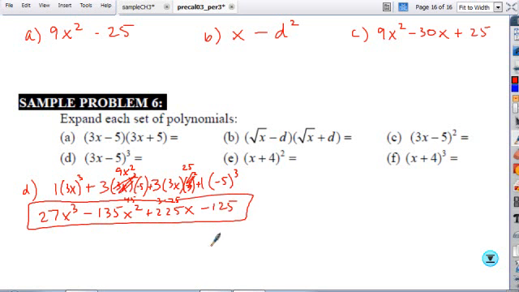Okay, E is a binomial square again, so we go back to our pattern of the 1, 2, 1. Okay, we take the first term and square it, x squared. We take the product of the terms and double it, so x times 4 is 4x. Double that, you get 8x. And then we take the last term and square it. 4 squared is 16.